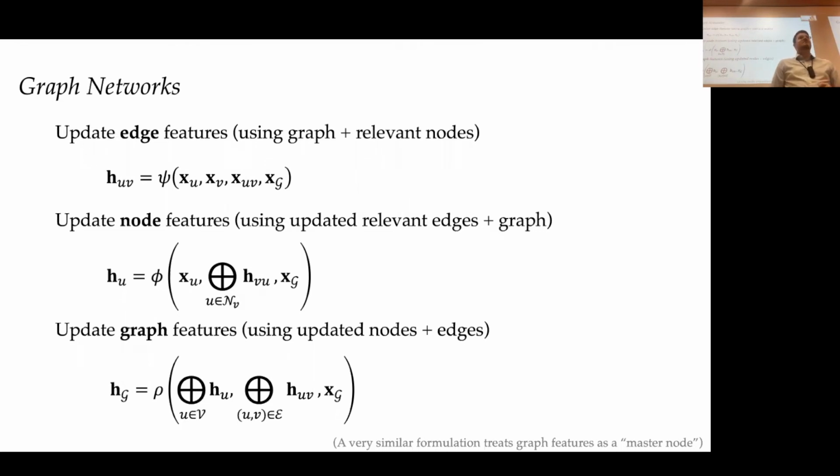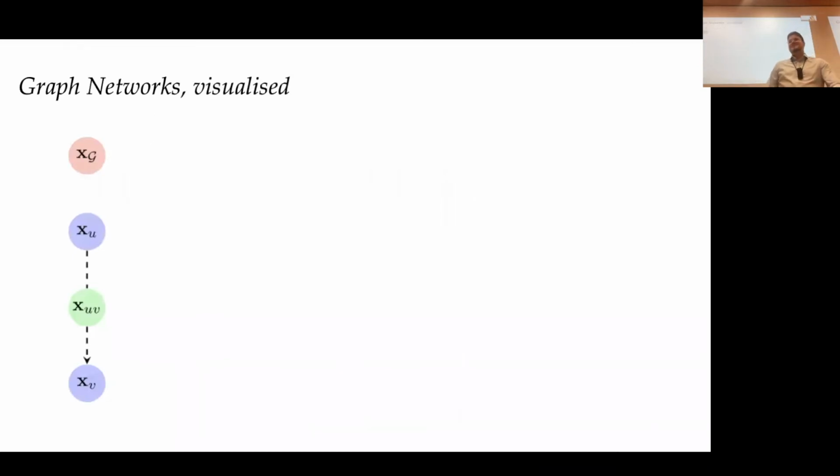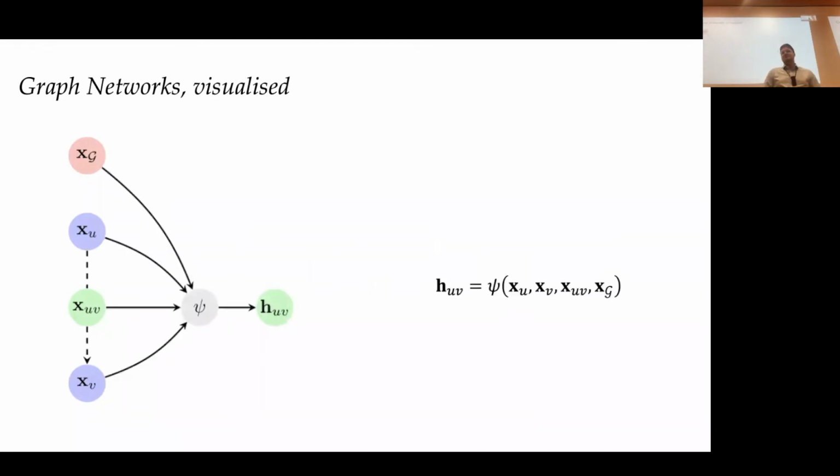Okay. So let's give you a visual interpretation of what you just saw. Imagine I have a graph where I maintain features. So I have these X's in the nodes, I have X's in edges connecting them. I have an X for the whole graph. So I first, as I said, update my edge features for this particular edge using all of these pieces of information, right? The two nodes, the edge itself, and the graph.